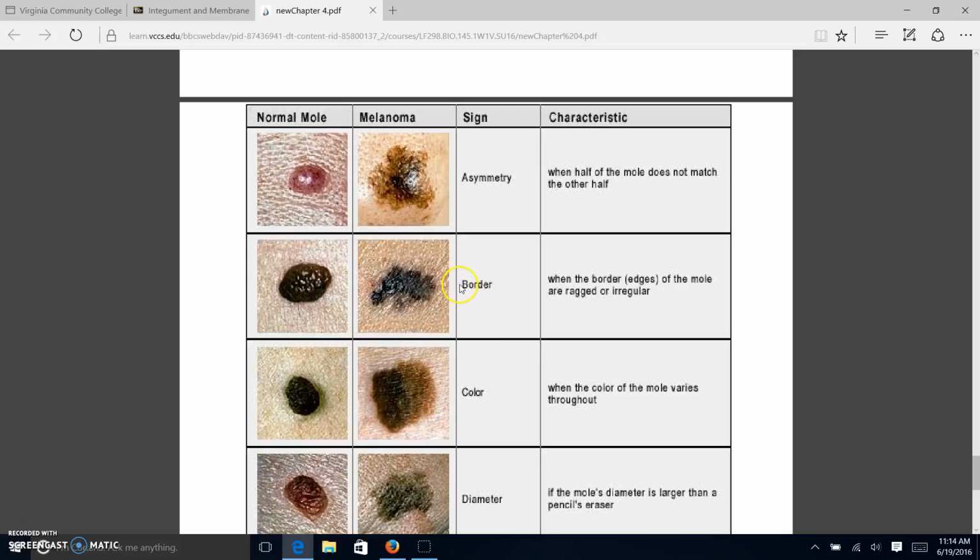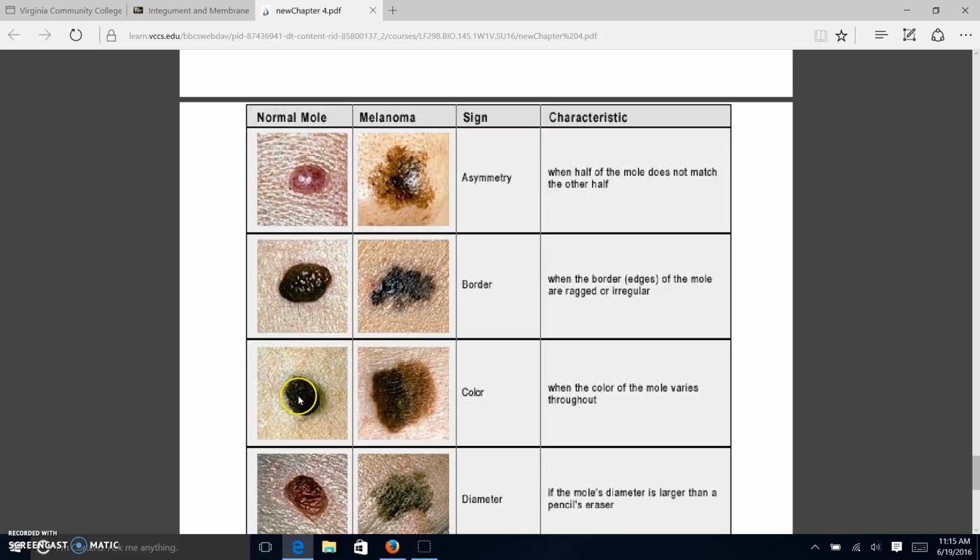The next thing is the border. Notice how the border is smooth all the way around on these. But look how that border is not smooth all the way around. It's kind of jagged and goes in different directions. Same thing here. Notice how the border is not just smooth all the way around, but kind of goes out in different directions.